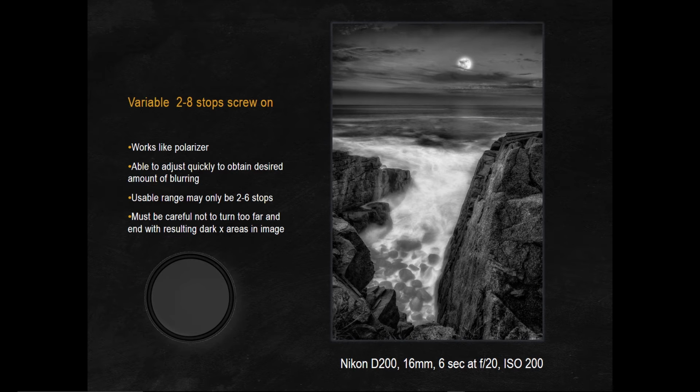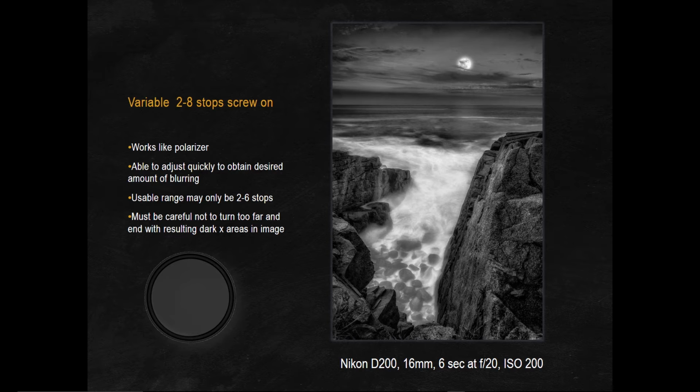Probably the best thing about the variable neutral density filter is its ease of use. It screws on the front of your camera. It rotates just like a polarizer. Most cameras are able to focus through the filter, and they're able to meter the light correctly through the filter. So you can use program or aperture priority as such. What is not perfect about them, I guess, is that they say that they go to 2 to 8 stops. Usually, my experience has been I can only get about 6 stops of ND out of them.